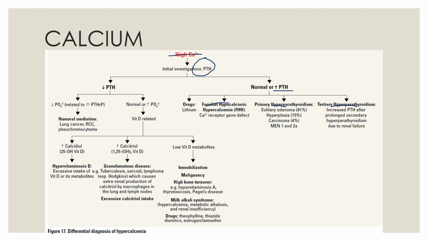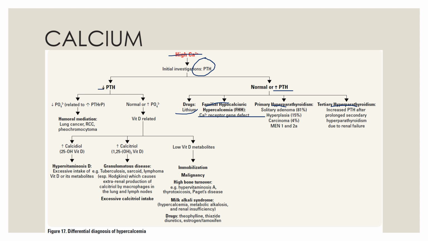There is something called familial hypocalciuric hypercalcemia. It is all in the name. Hypocalciuria means in the urine there is decreased calcium excretion, so there is increased calcium in the blood. It is mainly due to a calcium receptor gene defect. Drugs like lithium can also raise calcium.